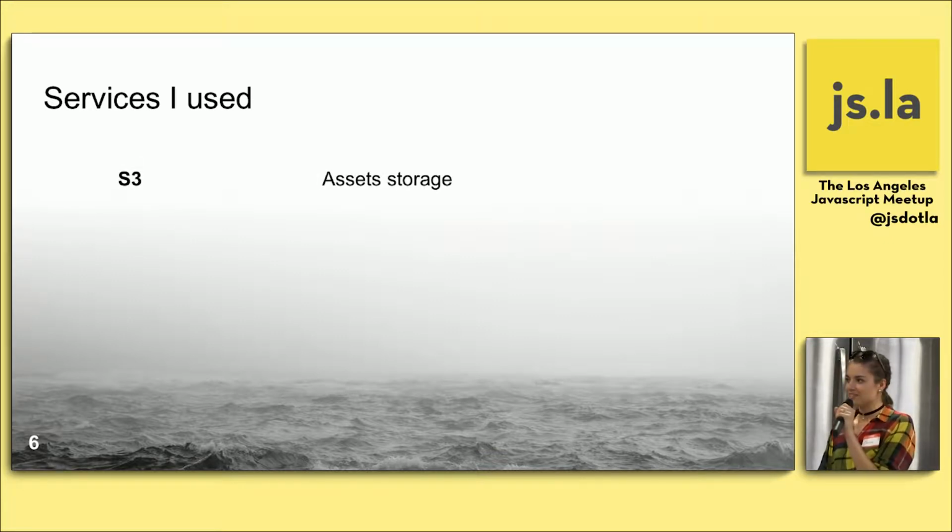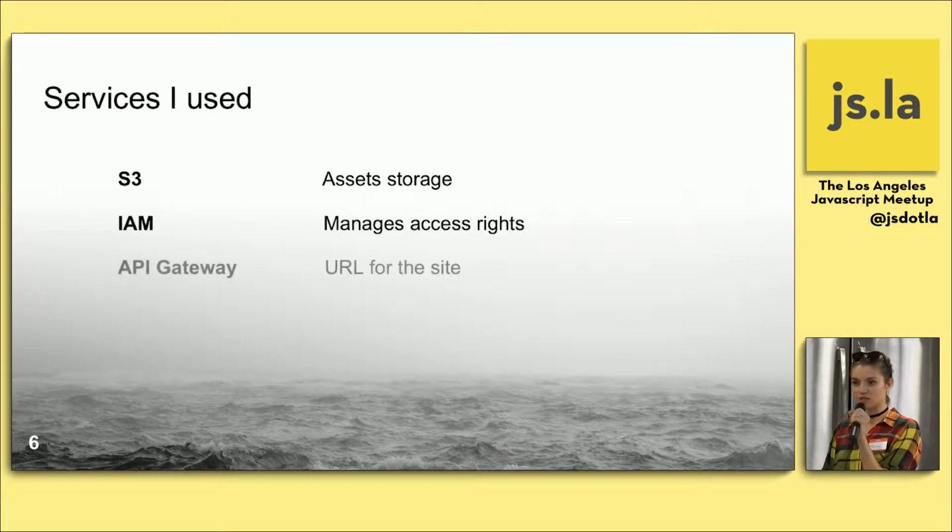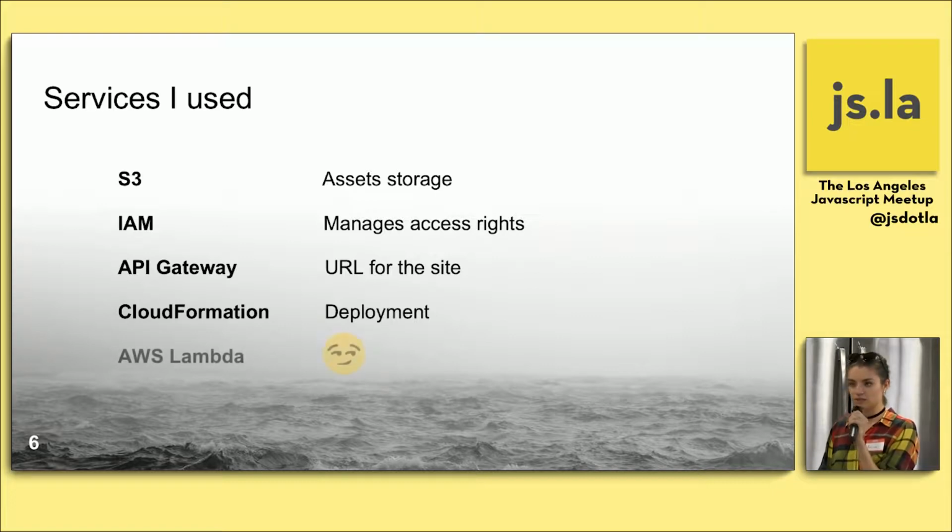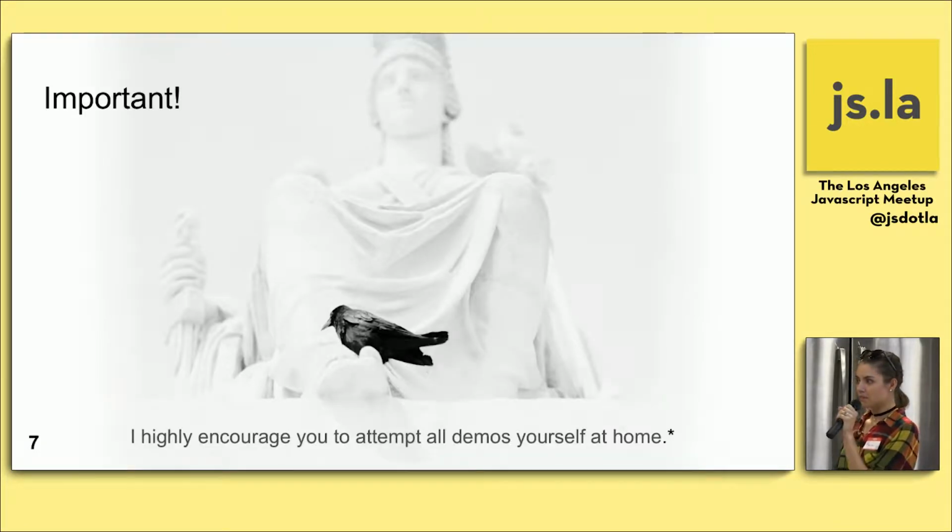So I'm going to use S3 as object storage, and will store assets in there. I'm going to use IAM to manage access rights. I'm going to use API Gateway for URLs. CloudFormation is going to do deployment for me, and of course AWS Lambda. That's the main thing why we're all here. And I ask you, please, the 3 people who didn't raise a hand here, please try it at home. I know everybody else already knows what that is.